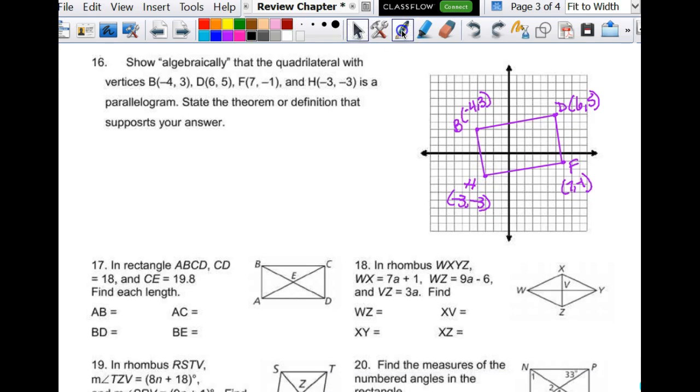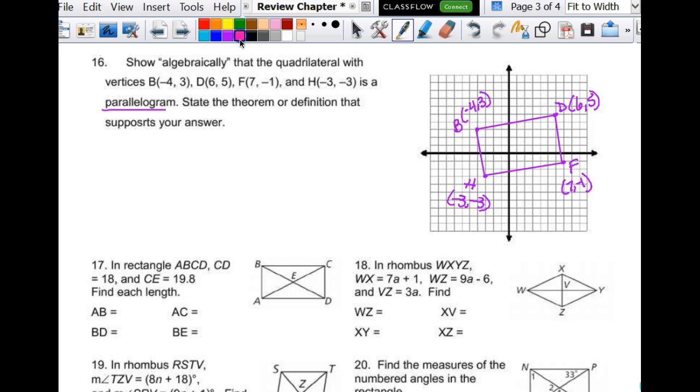So this just says, show that it is a parallelogram. So we got options here. We could say if both pair of opposite sides are parallel, then it's a parallelogram. So I could find 4 slopes. I could say if both pair of opposite sides are congruent, then it's a parallelogram. And I could do distance formula 4 times. I could do one pair of opposite sides parallel and congruent. That'd be one set of slopes and one set of distance. I don't really want to deal with the opposite angles or anything.